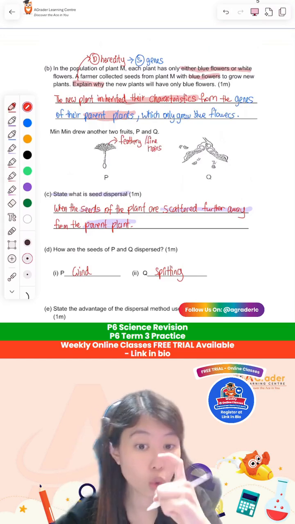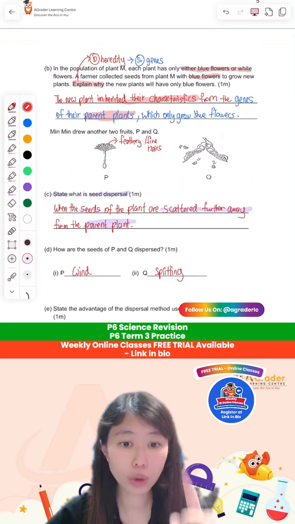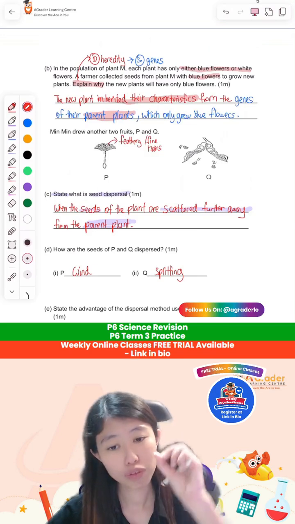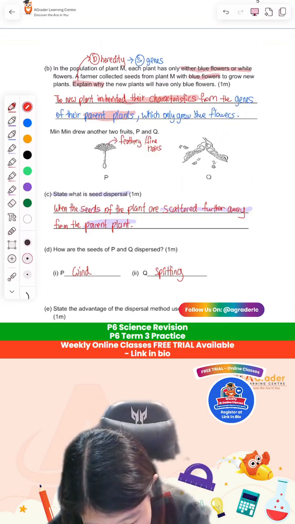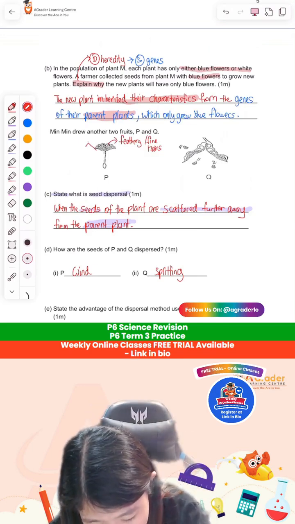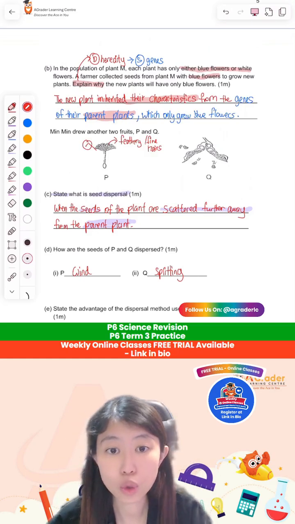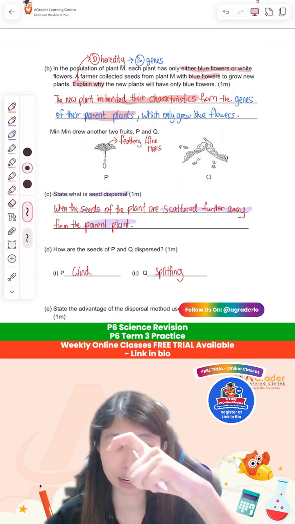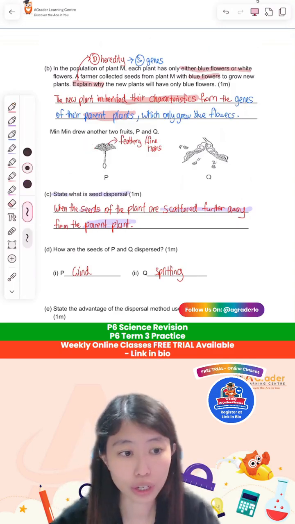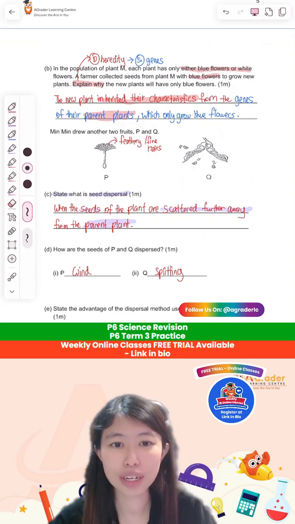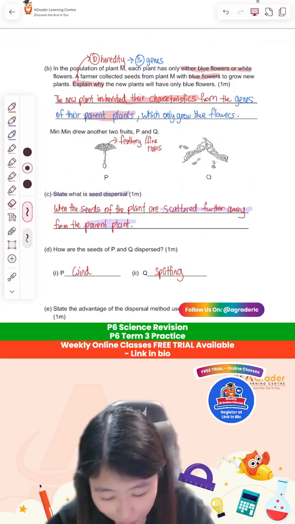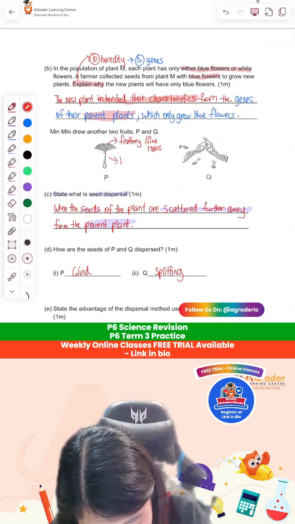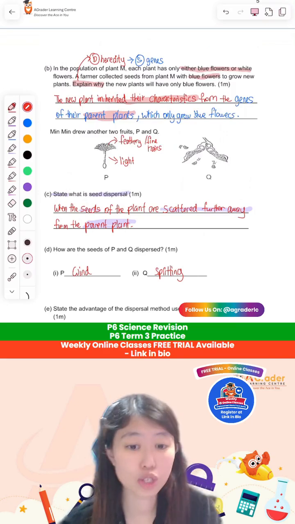Okay, this is not hook. Please take note that a lot of students confuse feathery-like structure with hook. Hook must have a curve like this. It must have a curve, then it's hook, then it's animal. If it doesn't look like there's a curve, then we don't call it hook-like structure. So it has feathery-like structure, and it looks tiny. It looks light. That's why it's dispersed by wind.